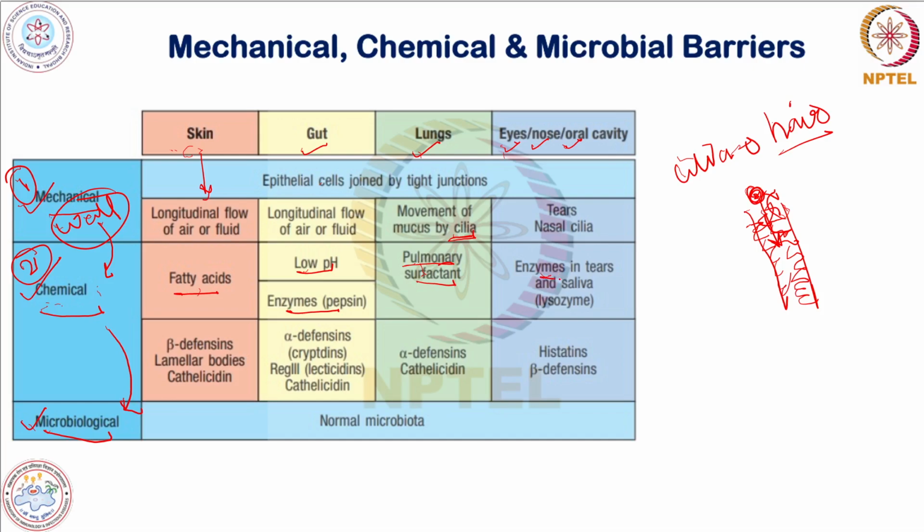The next is eyes, nose, and oral cavity. These have enzymes in tears and saliva, which is very common. We know that it contains lysozyme. This is the enzyme present in the tears and the saliva. It breaks down the bacterial walls and it will not allow the growth of the pathogens. So in this way, it protects our body.